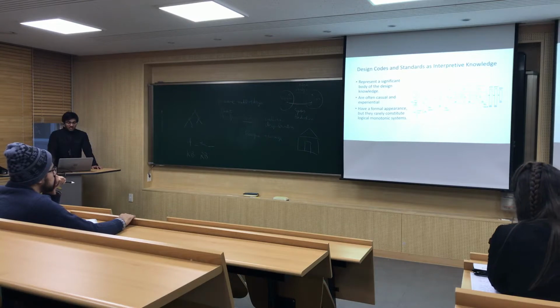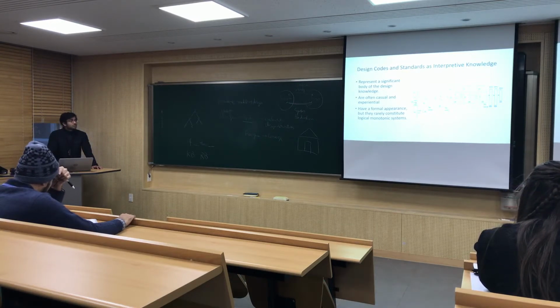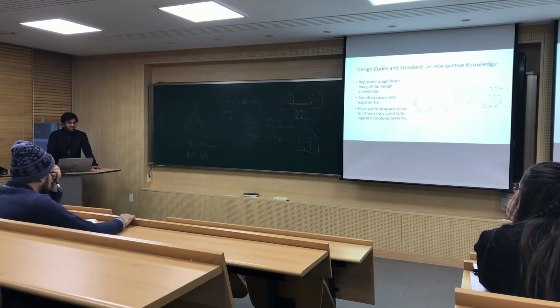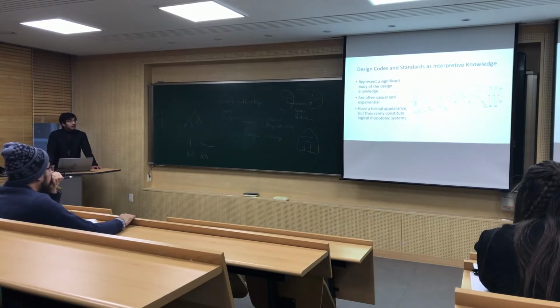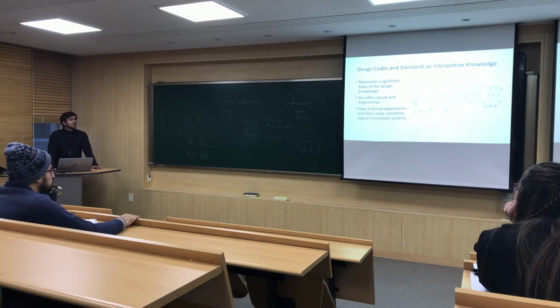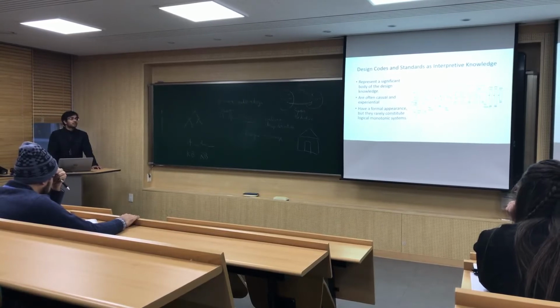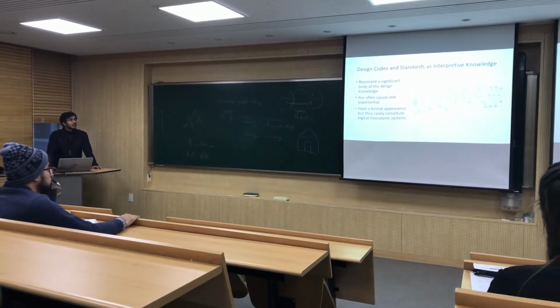Okay, so design codes and standards as interpretive knowledge. It represents a significant body of the design knowledge and is often casual and experiential. It has a formal appearance, but they rarely constitute logical monotonic systems. So now you all would be wondering why again the neural network. It's like explaining it in a simpler manner. The neural network is drawn in this way, but we all know that it doesn't work in the same way. We need to code it out, right? So it has a formal appearance, but you cannot use it as a logical block because we need to get into every block and write the code for that. So it's just for representing and sharing the knowledge.